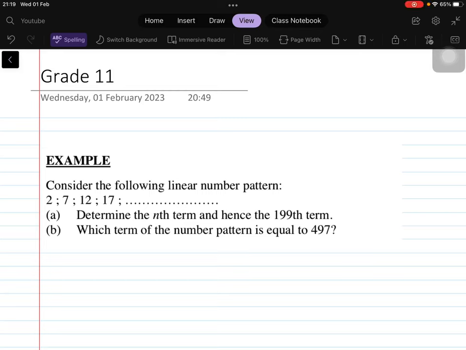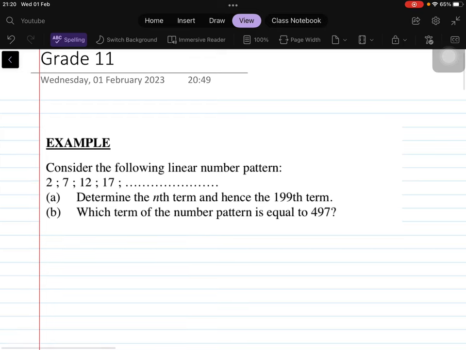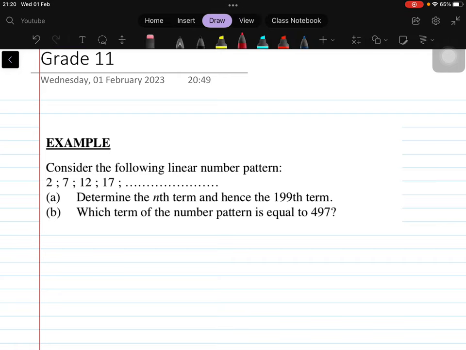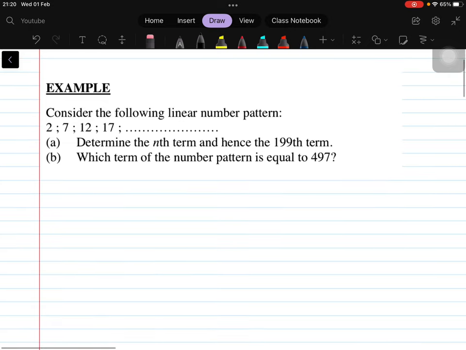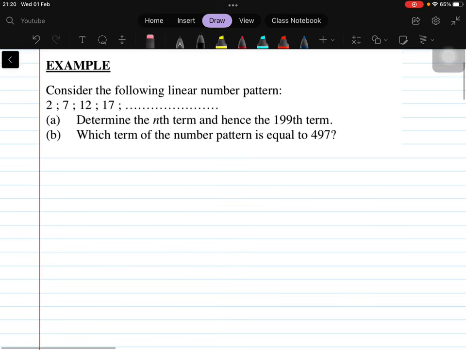So, we're just gonna look at linear number patterns, nothing too crazy. With linear number patterns, we are basically revising what you must have done in grade 10, if you were there. Suppose you were present on the day when they were doing linear number patterns. You'll probably remember that the general term for linear number patterns is given by the formula Bn plus C.